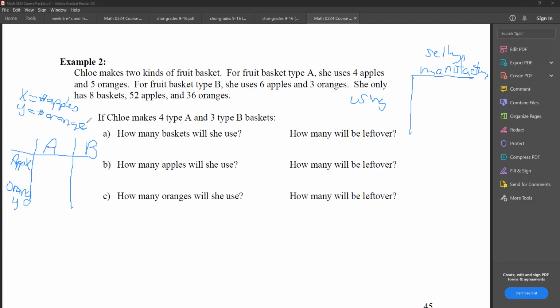All right. For basket type A, she uses 4 apples and 5 oranges. Okay, so you see I'm filling in my table. For basket type B, she uses 6 apples and 3 oranges. She only has 52 apples and 36 oranges, so these are going to be our inequalities.